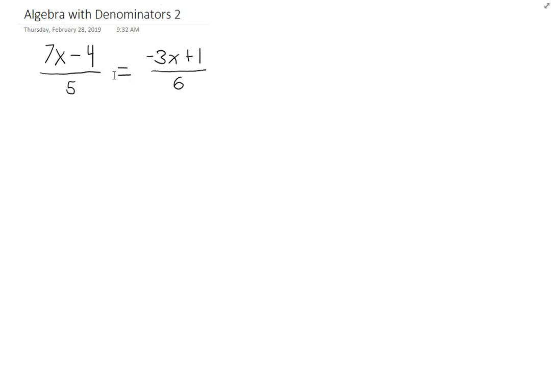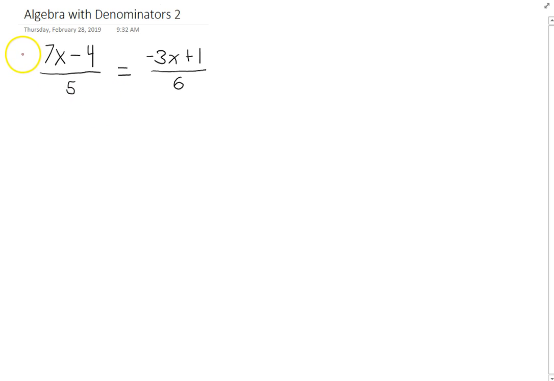Okay, so to solve questions like this, I'm going to multiply the left-hand side of my equation and the right-hand side of my equation by 1. As you know, multiplying anything by 1 doesn't actually change it. But I want to multiply by a 1 so that my denominators turn into the same thing. So right now I have a 5, I have a 6. My common denominator here is going to be 30.